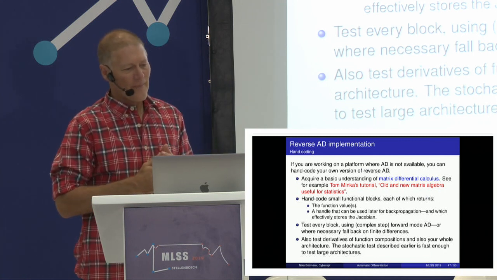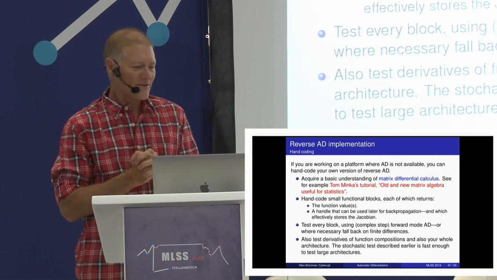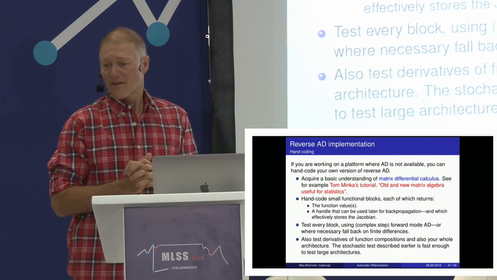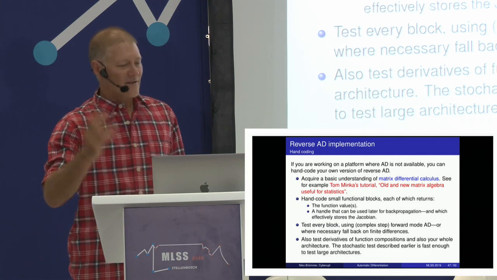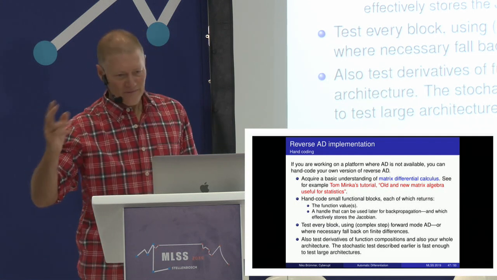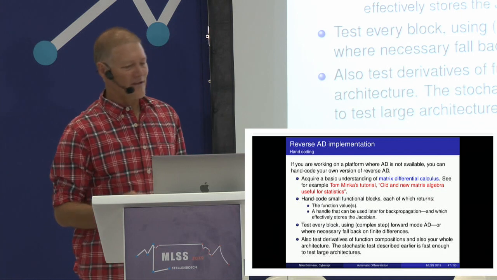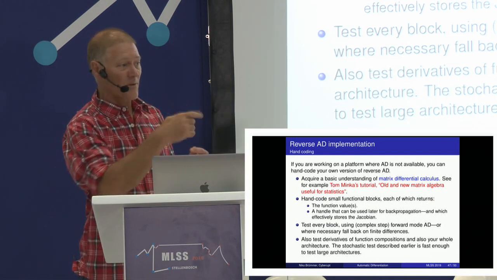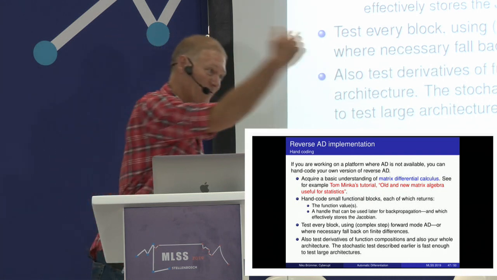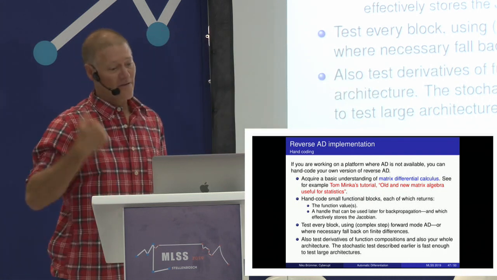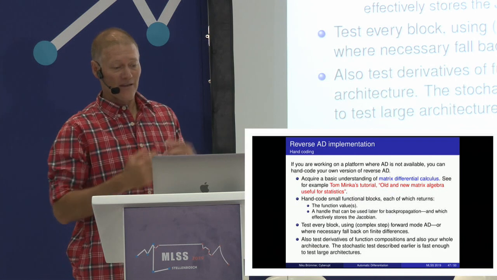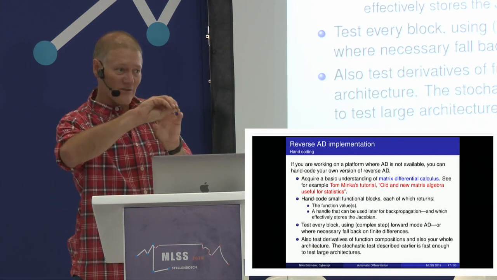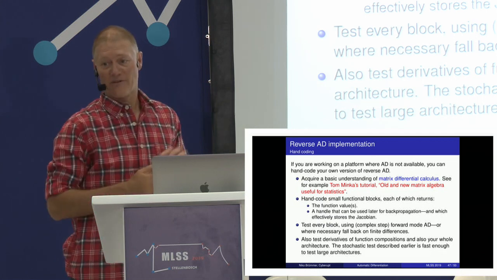So if you want to do it by hand, you're going to have to study that a little bit. And then you would hand code small functional blocks. So the block would typically output the function value as well as a handle that can be used later for back propagation. Remember, you can't back propagate immediately. You've got to reach the end first and then back propagate through everything. So it gives you a handle, a function handle, and the Jacobian is effectively contained within that function handle.